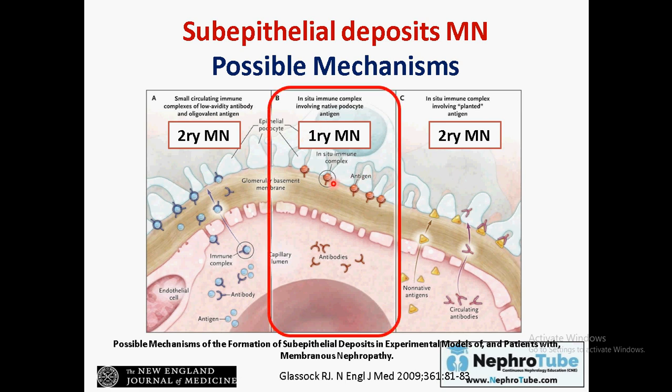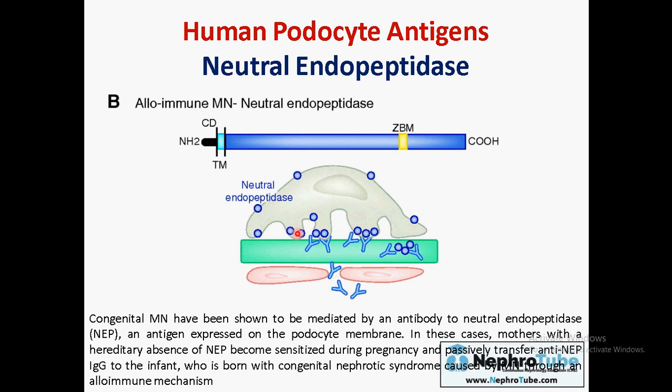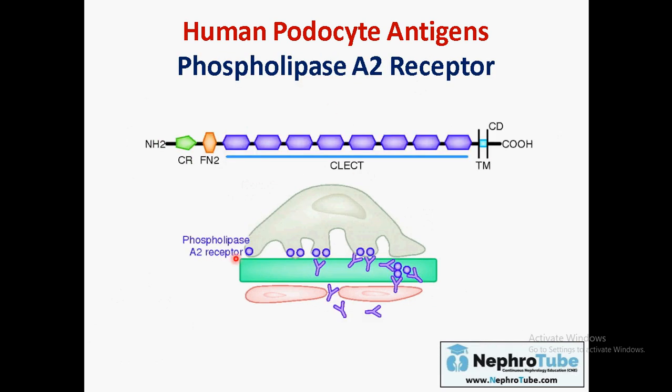Regarding primary membranous nephropathy, what are the known types of native podocyte antigen that may be attacked by circulating antibodies? Megalin is the animal model podocyte antigen. Neutral endopeptidase is another native podocyte antigen that mainly presents in congenital membranous nephropathy. As I'm presenting lectures about adult nephrology, I will not go in depth through it. But the most important native podocyte antigen is the phospholipase A2 receptor, which is responsible for about 70% of cases of primary membranous nephropathy.